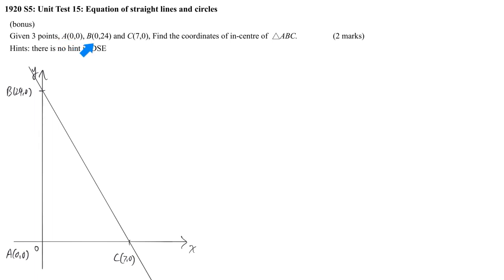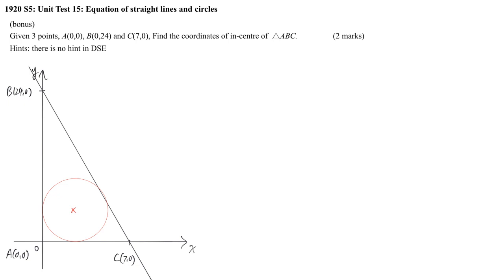In this question, they give you 3 points, and then we are going to find out the in-center position of this triangle. In-center means that inside this triangle there is a circle, and the corresponding center is called the in-center of this triangle.